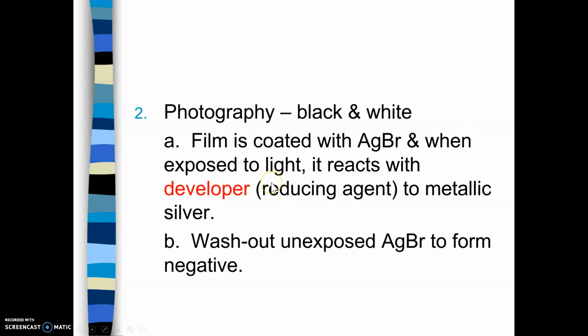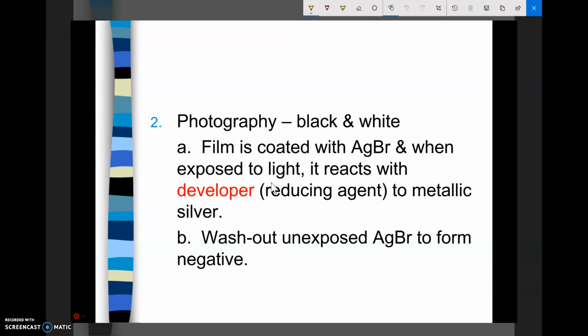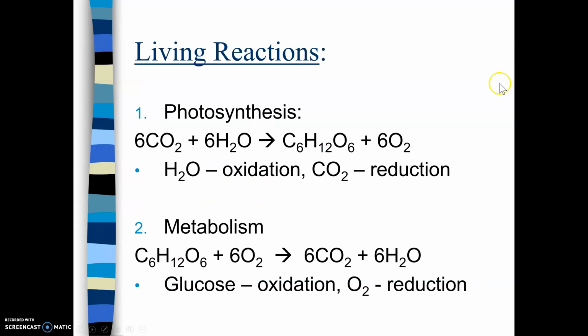Okay, another common one is just the developer that's used in photography when you are developing your film. And that is it for reducing agents. So just those 4: carbon, metal, hydrogen, and the developer when you are producing the film, the pictures from your film.